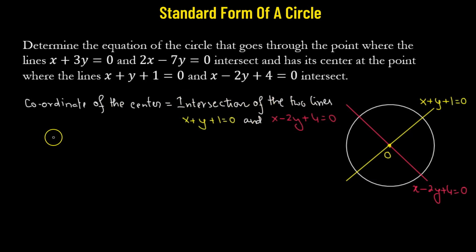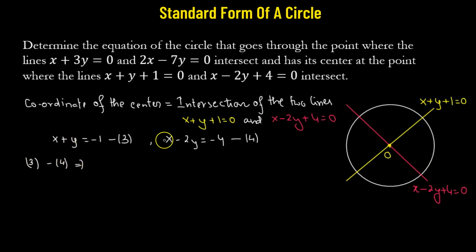So let's begin. We'll first label x plus y equals negative 1 as equation number 3, and then we have x minus 2y equals negative 4, which we're going to label as equation number 4. What we'll do is take equation number 3 and from it subtract equation number 4.